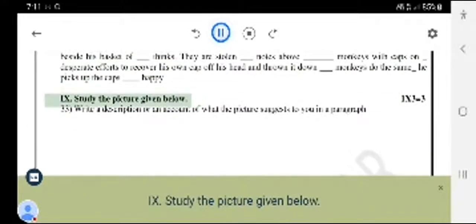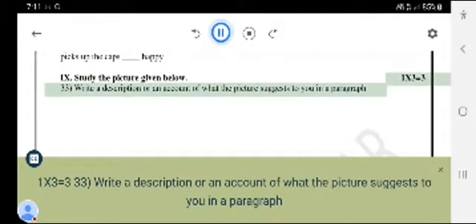X. Study the picture given below. 1x3 equals 3. Write a description or an account of what the picture suggests to you in a paragraph.